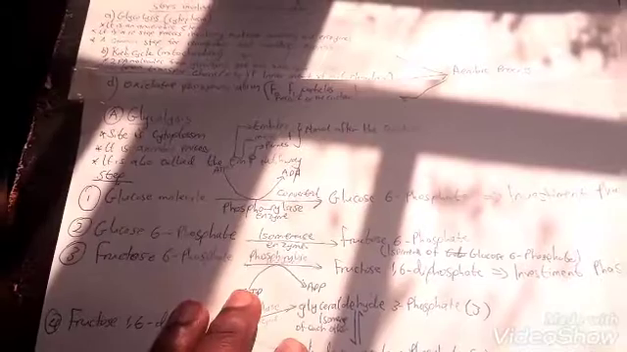The second step is the conversion of glucose 6-phosphate into fructose 6-phosphate. These are isomers of each other, so the enzyme isomerase is required. This becomes the second step of glycolysis. Now the third step: fructose 6-phosphate is converted into fructose 1,6-diphosphate. Again, phosphorylase enzyme is required, and again ATP is consumed. That means ATP, adenosine triphosphate, is converted into ADP, adenosine diphosphate.